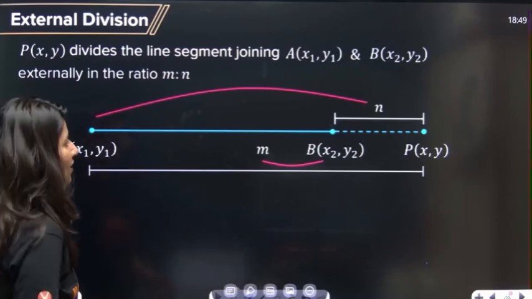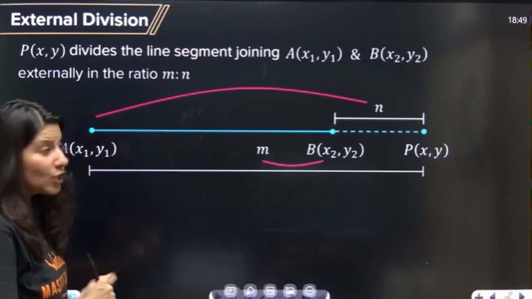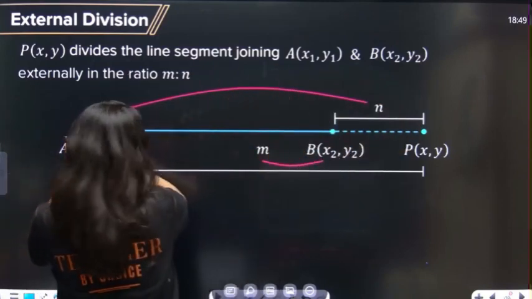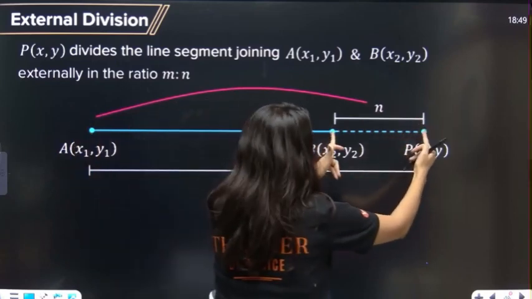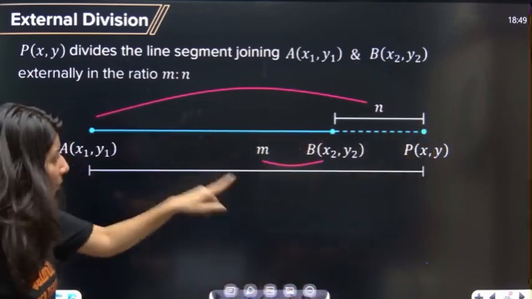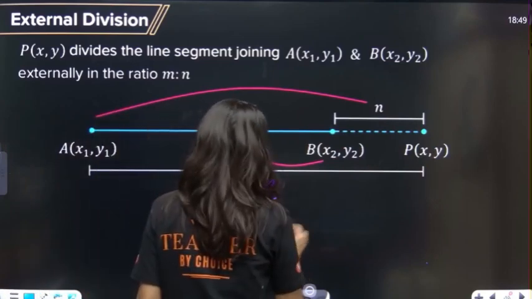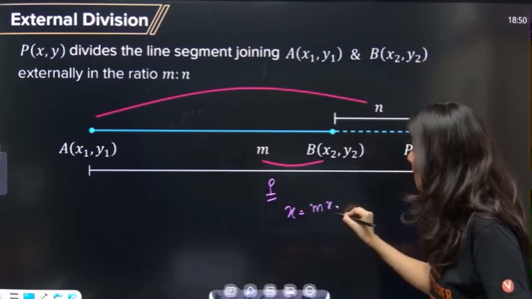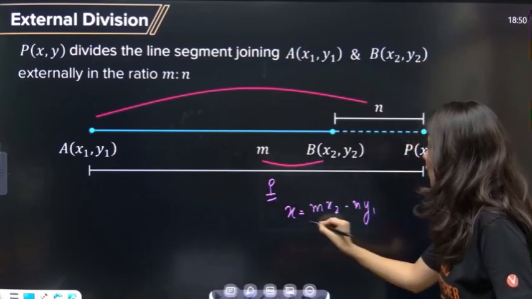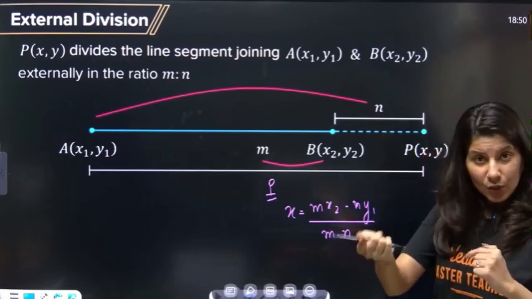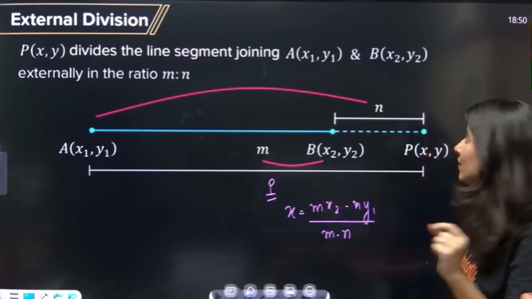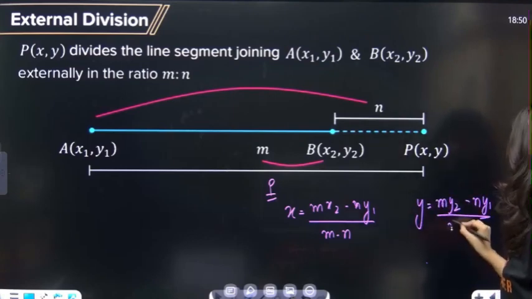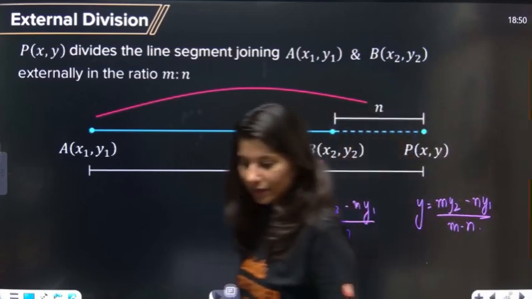Now, understand. In that case also, AP is m and BP is n. Correct? So the coordinates of P in this case will be given by the same formula but with a little bit of a twist: x = (mx2 minus nx1) upon (m minus n). Numerator and denominator both will have a negative sign. y = (my2 minus ny1) upon (m minus n). This is the formula for external division.